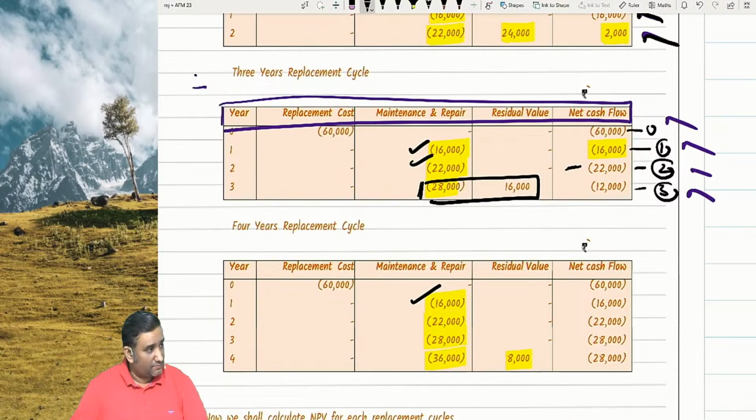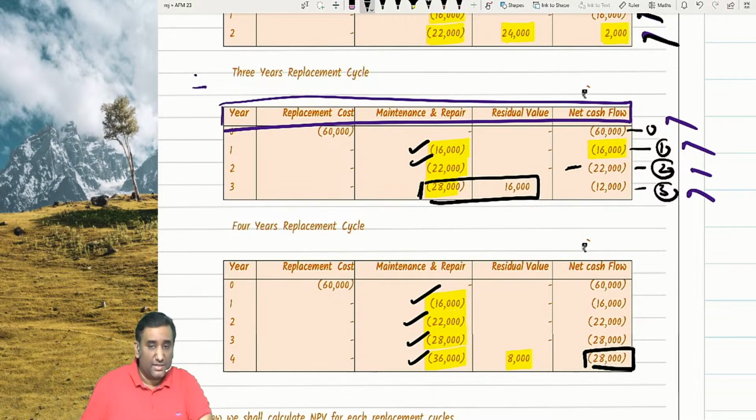16,000 of first year, 22,000, sir, it is including what? Maintenance, repairs I have combined here, plus 28,000 repair maintenance, plus 30 repair maintenance, minus 8 will be, last year would be 28. Exactly same thing we are getting, exactly same. Now I cannot compare 1, 2, 3, 4, because first is only 1 year, second 2 year, 3 year, 4 year.